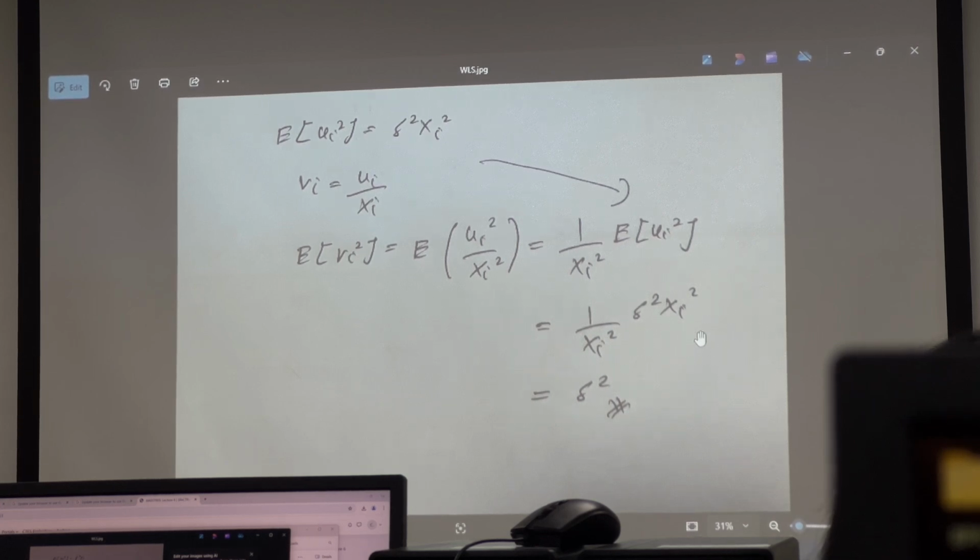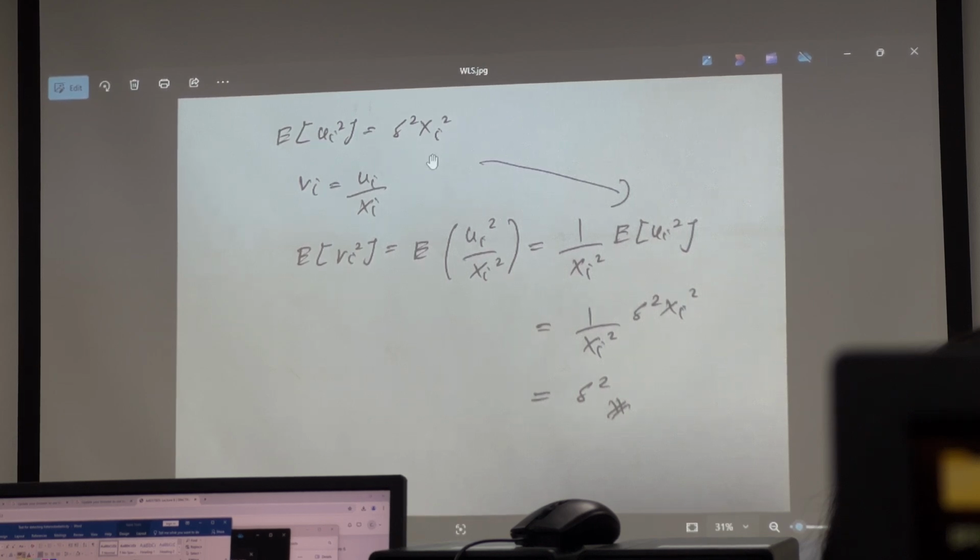So it means that if we believe that it's proportional to the square of x, then we divide by the value of x, not the square of x, but the value of x. So that the new transformed error term now has error variance equal to sigma square. It does not depend on x anymore, but it's just a constant value.